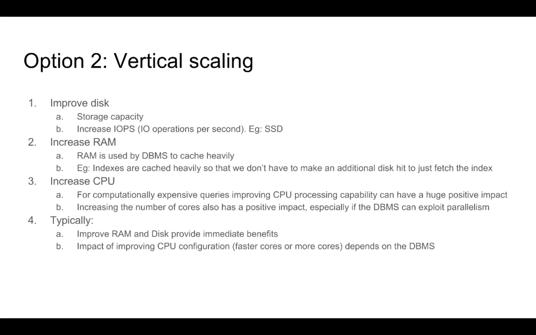Increasing the CPU could mean two things. Could mean making each core faster, or could also mean increasing the number of cores that we have. Both of these have a different impact depending on the DBMS. Typically though, for most database systems, RAM and disk provide the greatest amount of benefit, and the impact of improving the CPU configuration is heavily dependent on the DBMS.